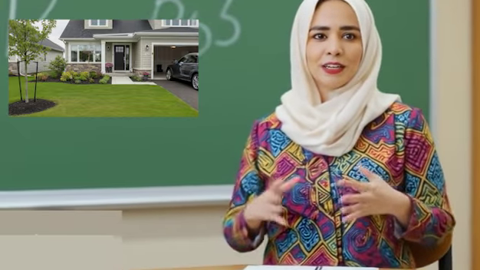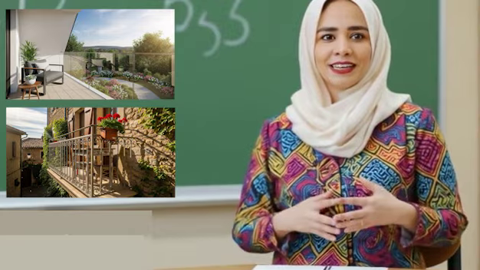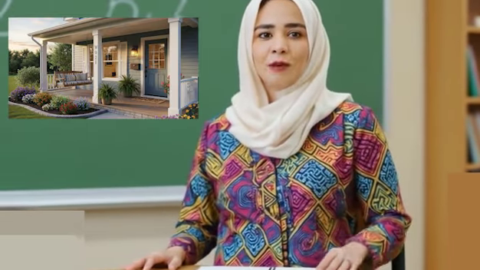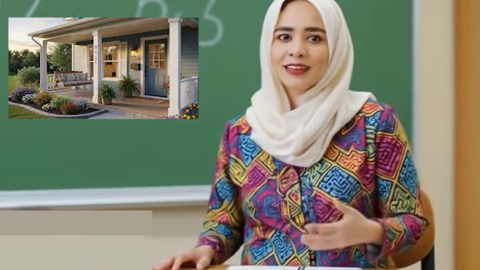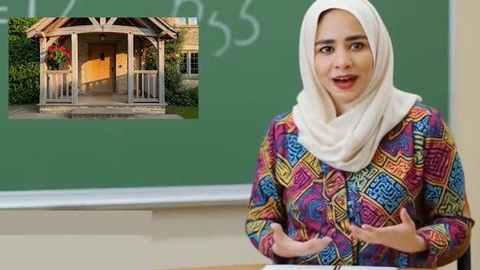Garden, an area near a house for growing flowers, fruits, or vegetables. Balcony, a small platform outside an upstairs room, usually with a railing. Terrace, a flat, open area outside a house, often used for relaxing or dining. Porch, a covered entrance at the front of the house.